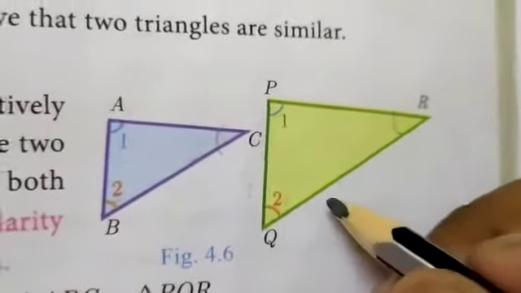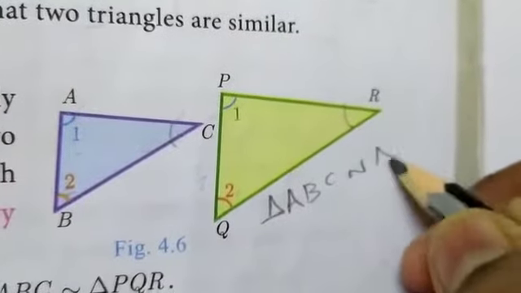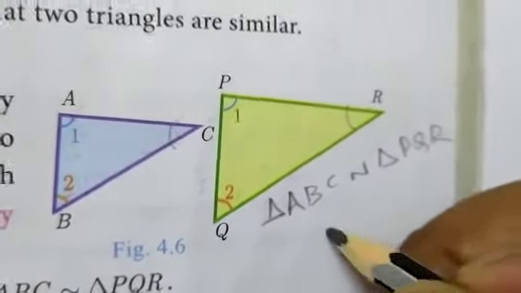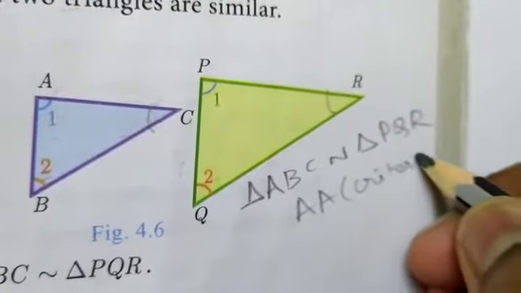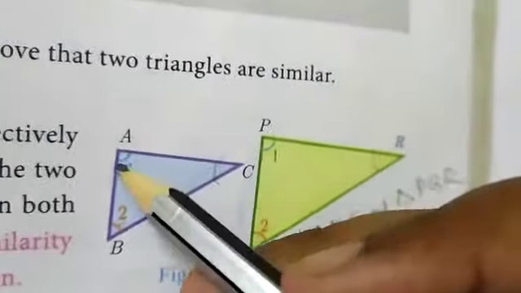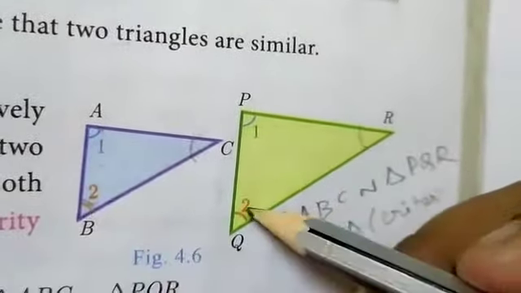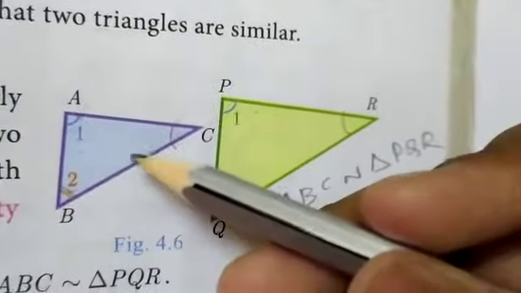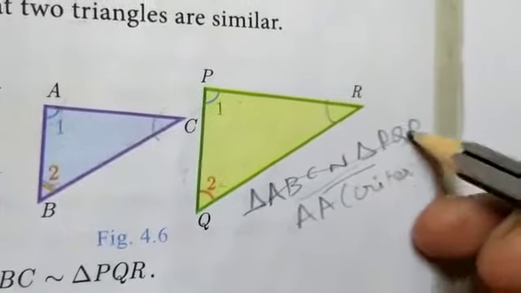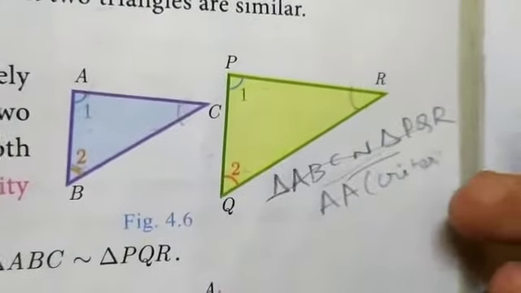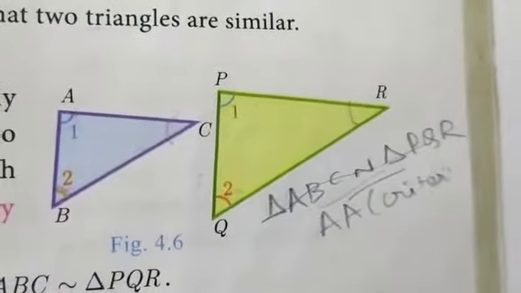Therefore, triangle ABC is similar to triangle PQR by AA criterion. You can write from this that angle A equal to angle P, which is marked 1, and angle B equal to angle Q, which is marked 2. Then triangle ABC is similar to triangle PQR, you can write. Okay, this is the AA criterion of similarity, keep it in mind.